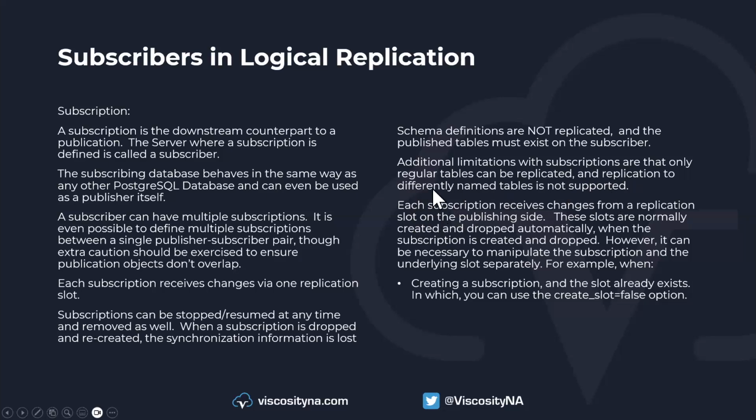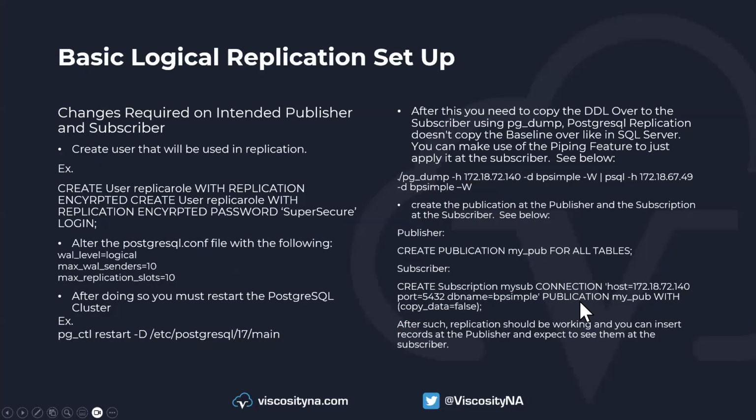So each subscription receives changes from a replication slot. On the publishing side, these slots are normally created and dropped automatically when the subscription is created and dropped. However, it can be necessary to manipulate the subscription and the underlying slot separately. For example, when creating a subscription and the slot already exists, you can opt for the create_slot = false option in that create clause.